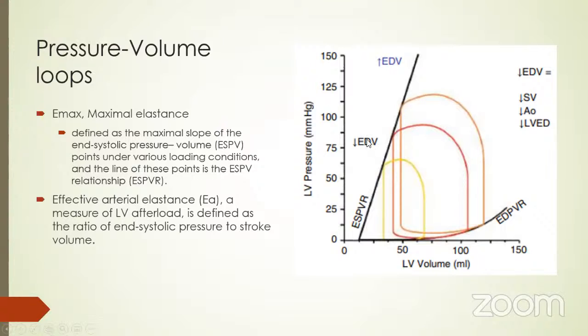So effective arterial elastance, another term, measures left ventricular afterload and is defined as the ratio of end systolic pressure to stroke volume.